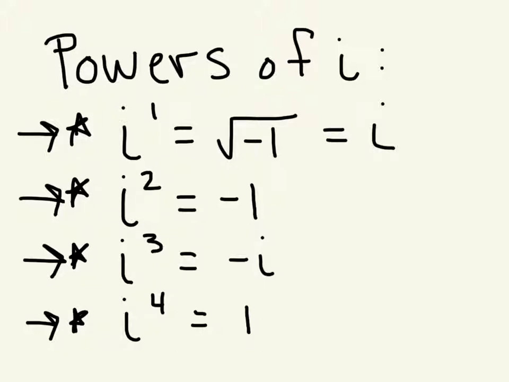So it's a good idea from this point on to memorize this chart. Let's memorize that i to the first power will simplify to i and is defined as the value of the square root of -1. i squared is equal to -1. i cubed is equal to -i, and i to the fourth is equal to 1. So make sure you memorize this.